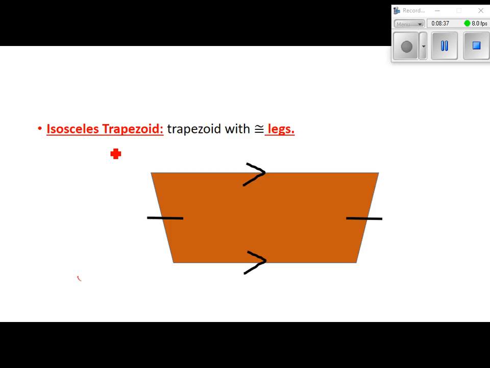To be an isosceles trapezoid, same as an isosceles triangle. In an isosceles triangle, we learned that the legs were congruent. Well, in an isosceles trapezoid, you've got these two bases, the two parallel sides. In an isosceles trapezoid, the two legs have to be congruent to each other. The two legs are the same. That's what makes something an isosceles trapezoid.